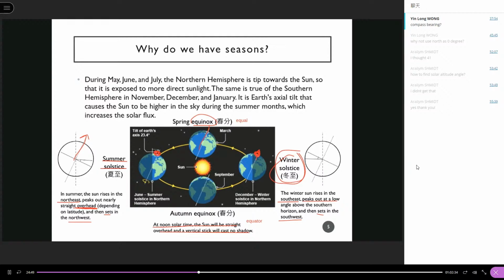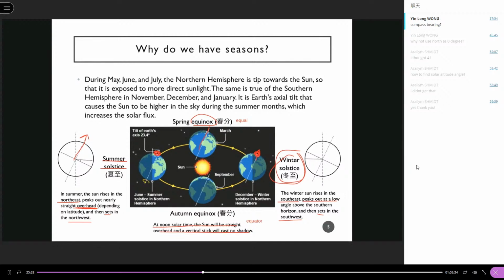On the winter solstice, we have the longest night time and the sun will be in the south. And in the summer solstice, we have the longest daytime, and the sun for most of the time will be in the north. And for the two equinox, we have equal daytime and nighttime. And if you are in the equator, there will be no shadow at the solar noon because the sun will be directly above our head. Okay, this is what I want you to remember.